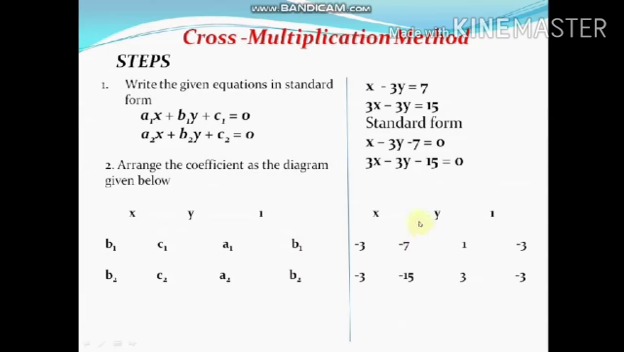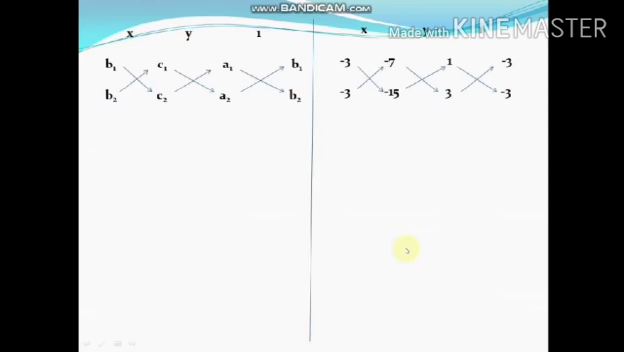Same process we will apply for this example also. Student, in this method, numbers with downward arrows are multiplied first, then the product of numbers with upward arrows are subtracted from the above products. It means first this b1 will multiply with this c2, then b2 will multiply with this c1, and so on. Similarly, for this example also, this minus 3 will multiply with this minus 15, and this minus 3 will multiply with this minus 7, and so on.